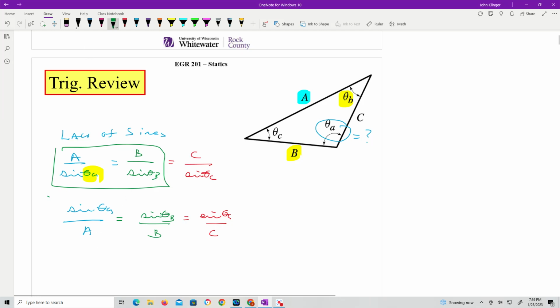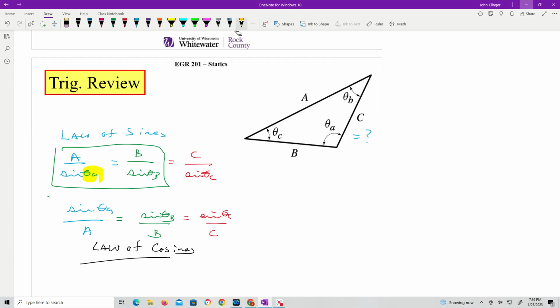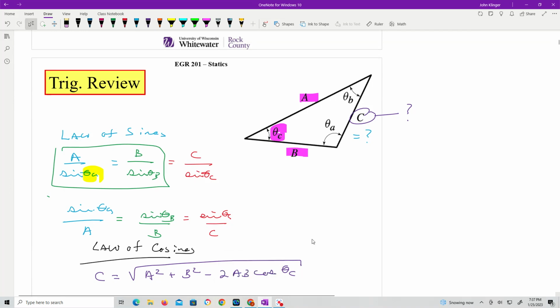Okay. The other important one is the law of cosines. The law of cosines states that if I know A, B, and theta C, I can solve for C. The way we do that, we would say C is equal to the square root of a squared plus b squared minus 2ab cosine of theta C. Okay, so that's how you would find C.